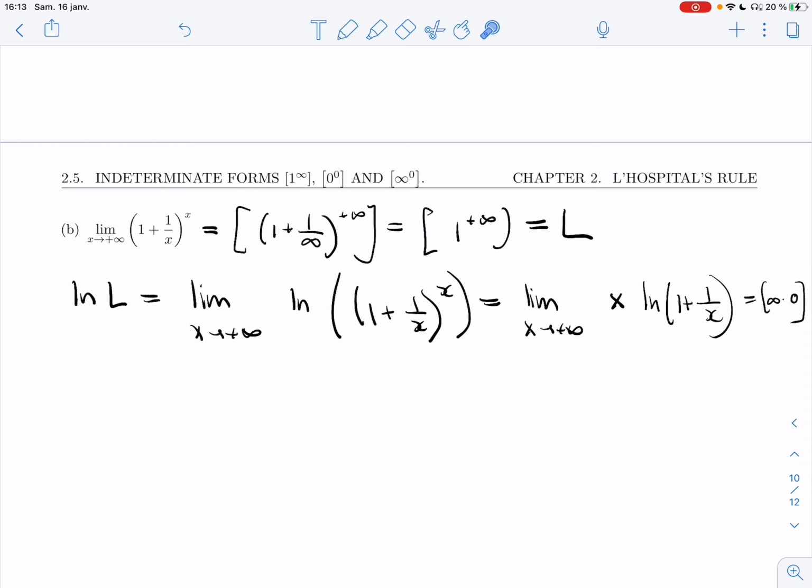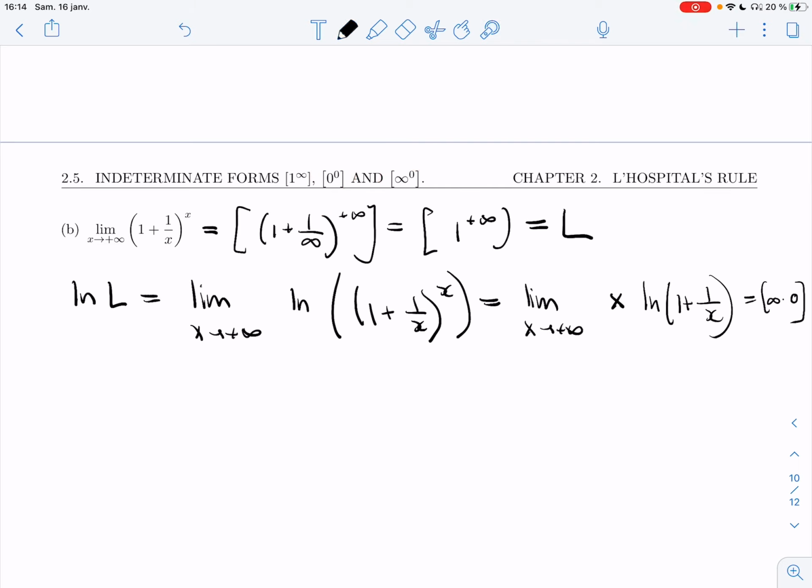Let me say one way I remember these is they're all the ones that turn into infinity times 0 when you apply log to it. So this one you get infinity times log of 1. This one you get 0 times log of 0, which is 0 times infinity. This one you get 0 times log of infinity.